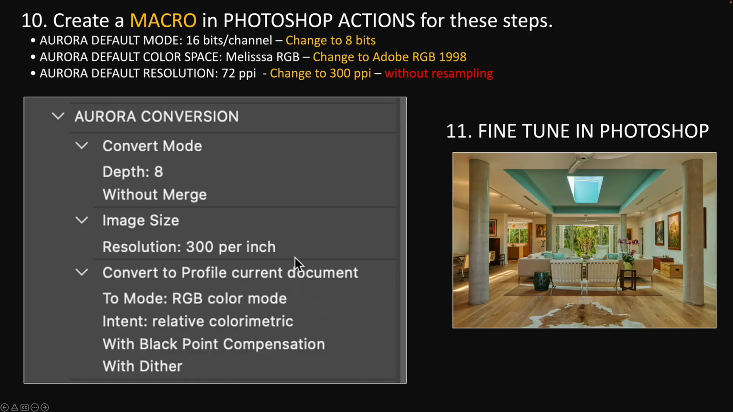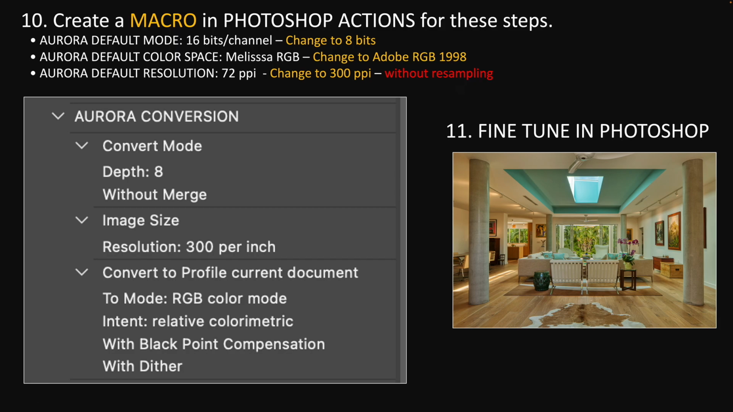Once you go through this, and again, be careful not to over process, open it in Photoshop when you're done. Now, I create a macro in Photoshop for the following. Aurora's default mode is 16 bits per channel. I change that to 8 bits. The Aurora default color space is ProPhoto RGB. I change this to Adobe RGB 1998. My camera's set to that, my monitor is set to that, everything is set to that. And then the Aurora default resolution is 72. I change it to 300, again, without resampling.